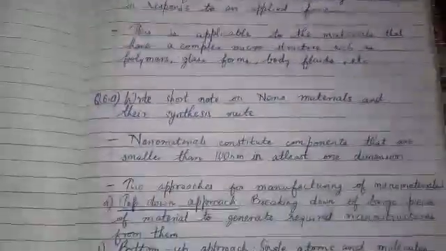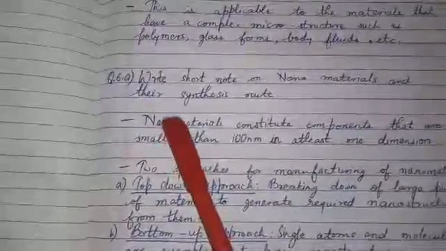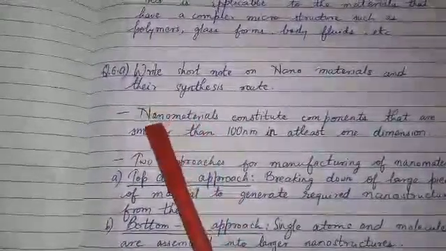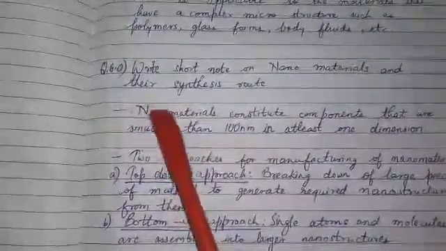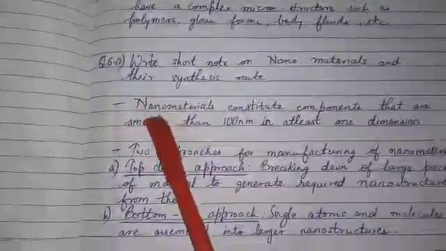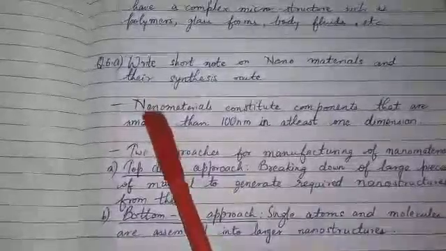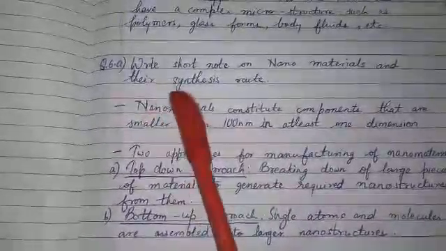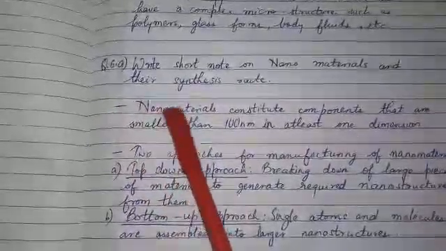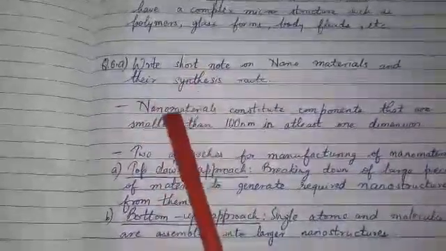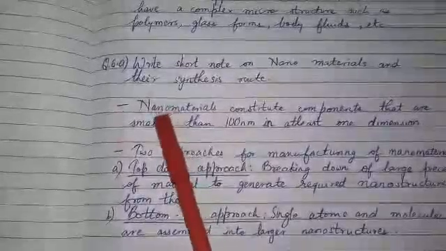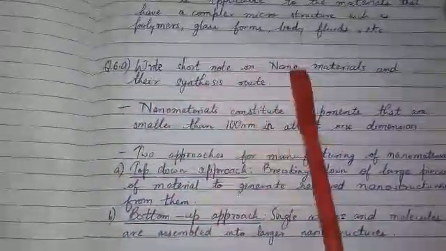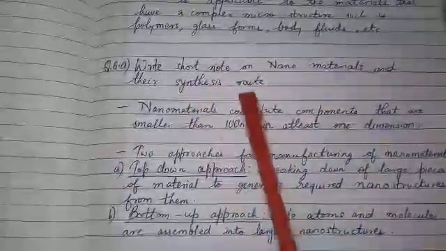Now, question number 6a. Just to remind you, for the questions we are discussing here, we are only covering a few points. Details are not given, so you can add your own points from your notes, or elaborate the points I have given, because the questions are asked for 5 to 10 marks, so you have to write more. Write a short note on nanomaterials and their synthesis route.